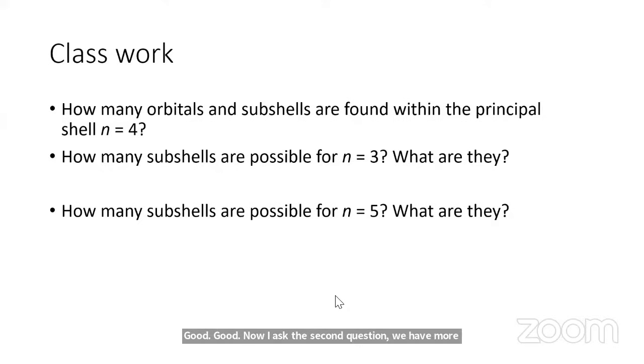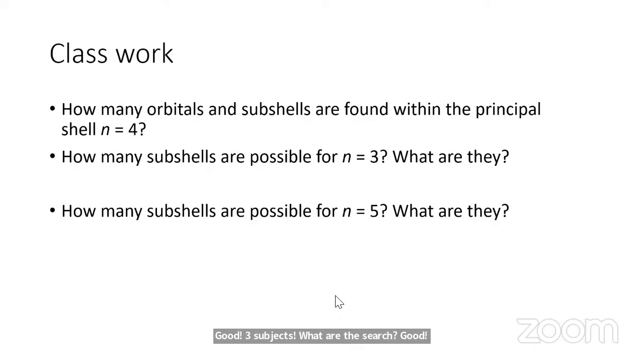How many subshells are possible for n equal to 3? What are they? You have 2 questions. For n equal to 3, how many subshells? Can someone give the answer? For n equal to 3, good. 3 subshells. What are the subshells? Good. 3s, 3p, and 3d.